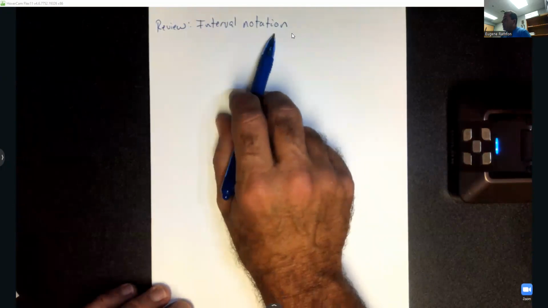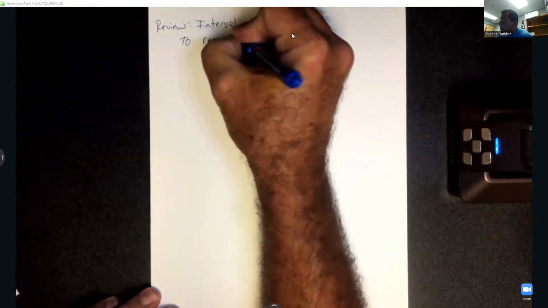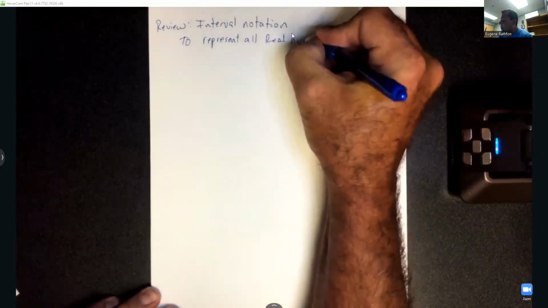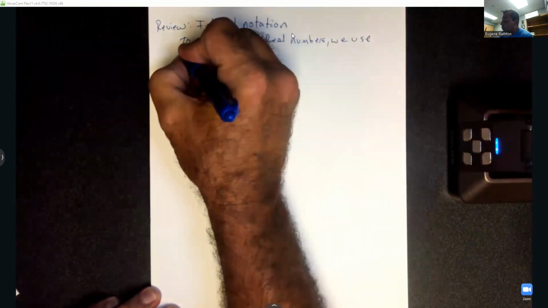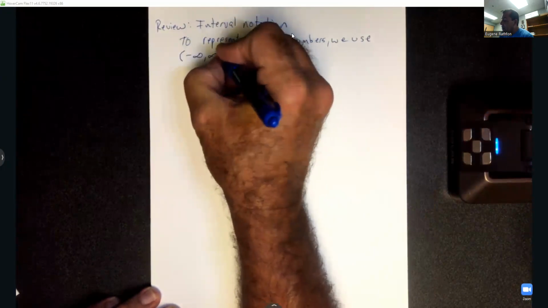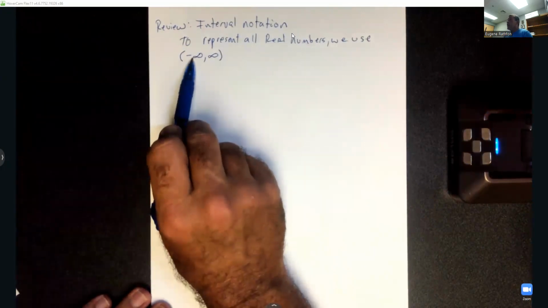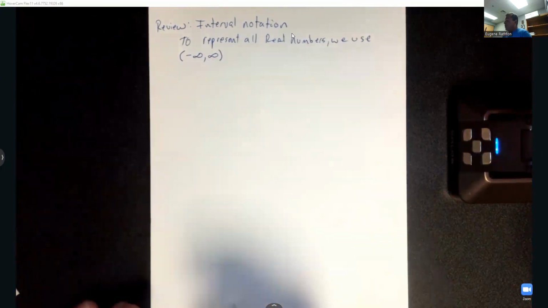So interval notation. The first thing we want to do, to represent all real numbers, we use parentheses, negative infinity, comma, positive infinity, and then our parentheses. So anything from negative infinity to infinity in interval notation, that's how we represent all real numbers.